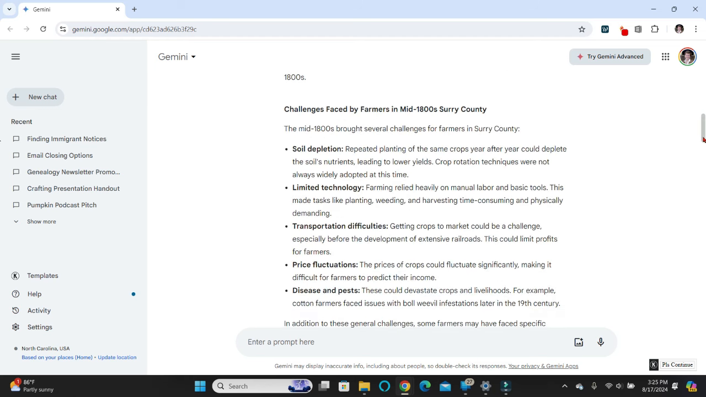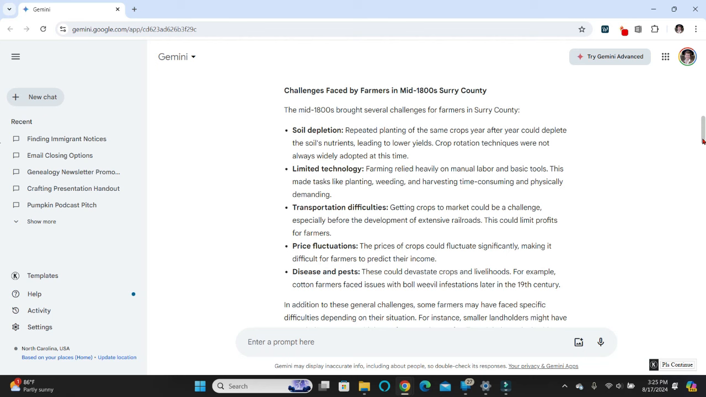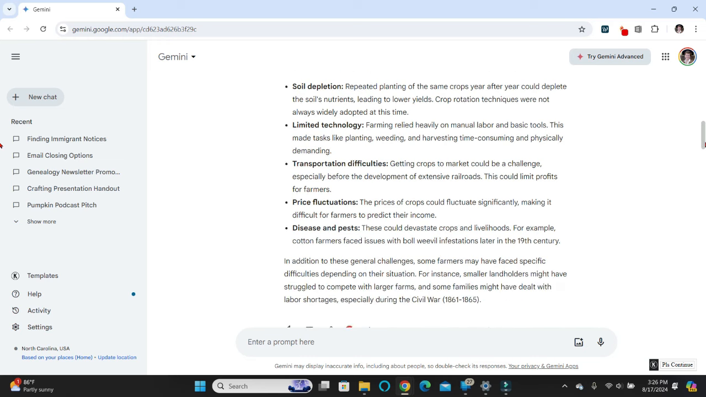And then it comes down here and tells me there are a lot of challenges that would have been faced. A lot of these are farming things that maybe are just helping me understand that, boy, being a farmer in the foothills of North Carolina, it's tough. Soil depletion, limited technology, obviously transportation difficulties, price fluctuation, those kinds of things. These are all pretty general.